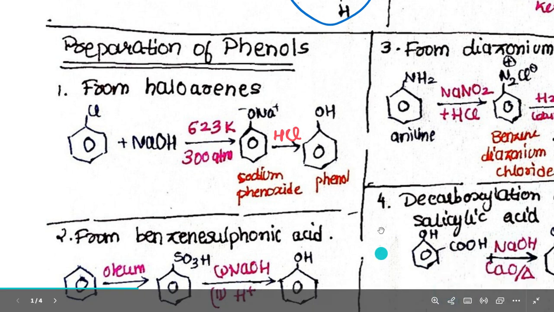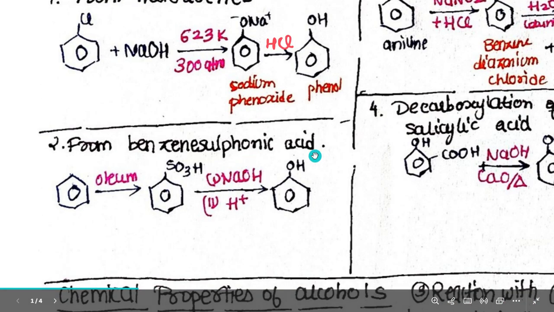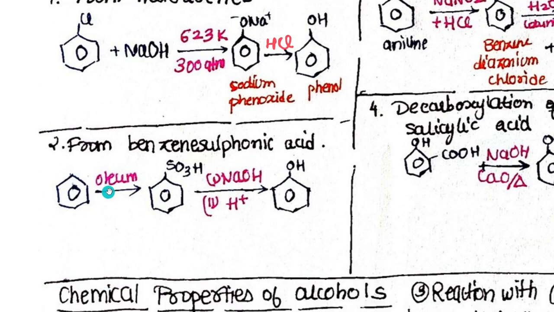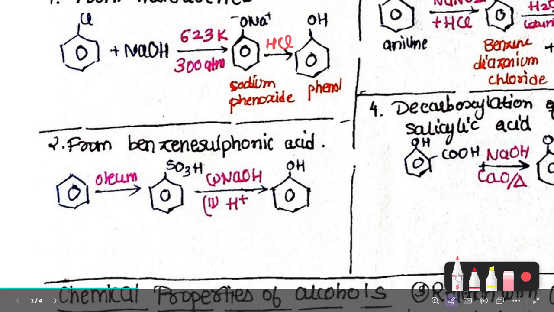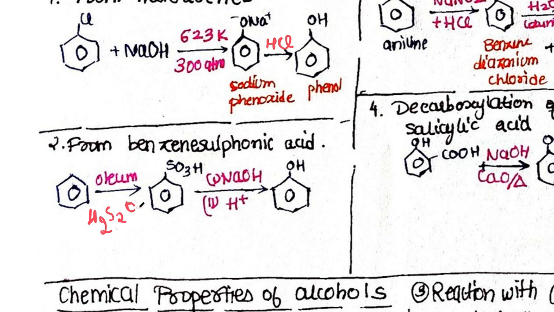Then next, coming to preparation from benzene sulfonic acid. This is benzene with which we react oleum. What is oleum? It is H2S2O7. This benzene sulfonic acid that we get, when we react it with NaOH in the first step, and in the second step acidification with H+ ion, we get OH attached to the benzene ring, which is our phenol.